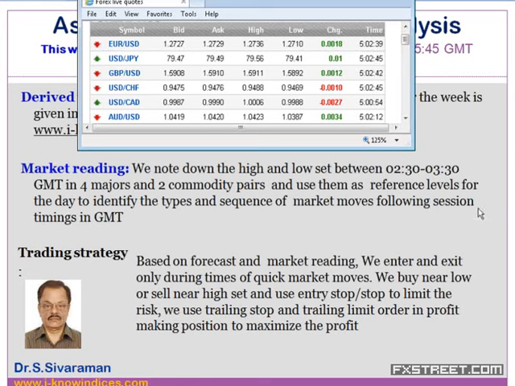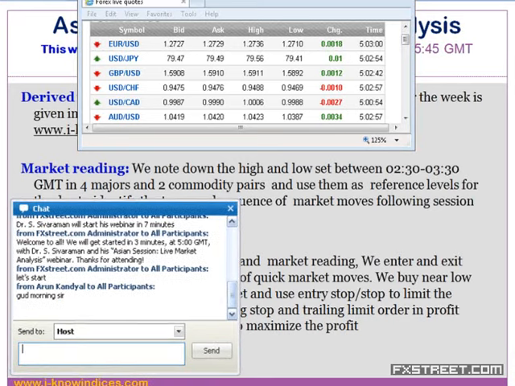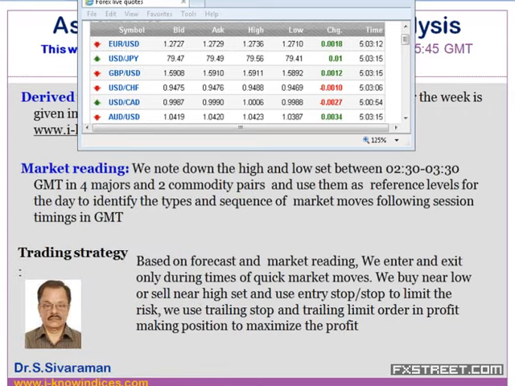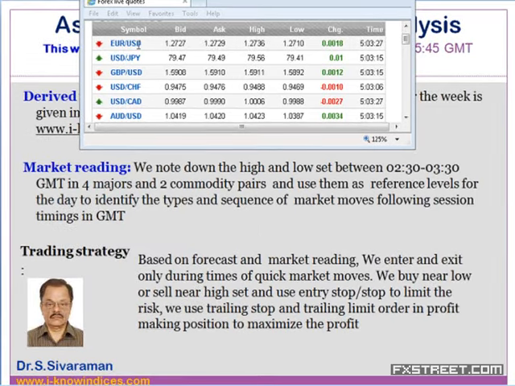And for that, the most important thing is the session timings followed by that of the players, and that is in terms of GMT. So we use the live market code page. I'll give the link for the same in the chat window, and you'll be able to just click on it and get that live market code page opened, and there you come across the GMT time.